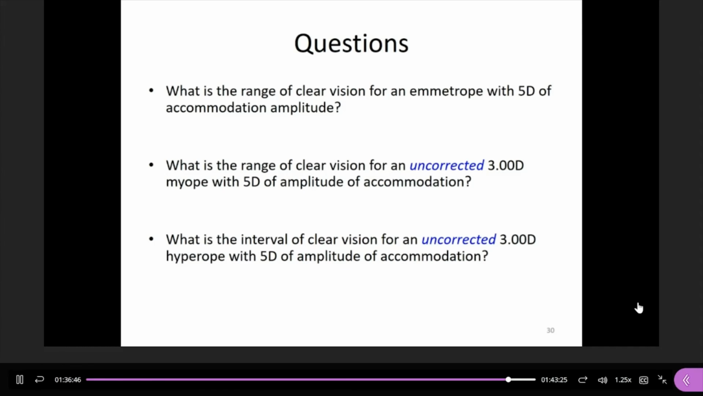And what about the near point? For the near point, you can see that it's 5 diopters of accommodation stimulus. So if you write down 20 centimeters, that would be right. So 20 centimeters. For the range, that means for patient number 1, from infinity to 20 centimeters.